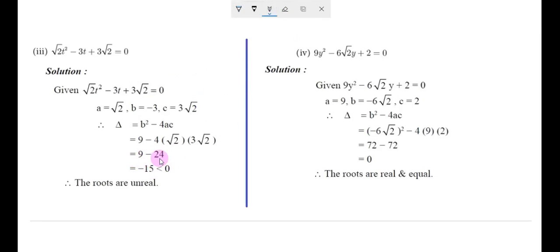So 9 minus 24, this is minus 15. Is minus 15 greater than 0 or less than 0? It is less than 0. So the roots are unreal, it is not real.